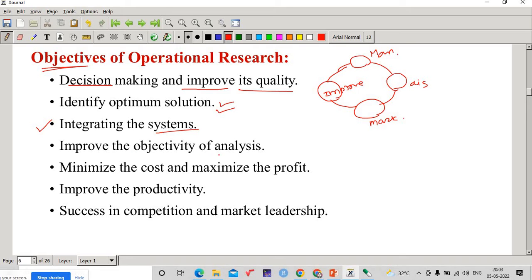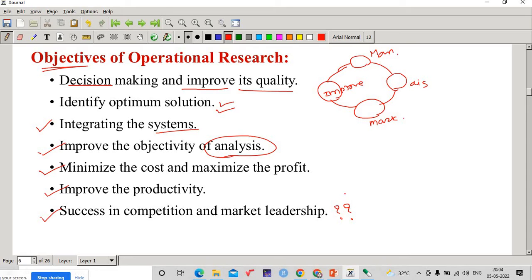Improve the objectivity of analysis. Now, analysis can be done in many ways. The standard of analysis and its objectivity should be improved through operation research. Minimize the cost and maximize the profit. We already talked about it. Improve the productivity. Yes, definitely. Success in competition and market leadership. This is a very important part.